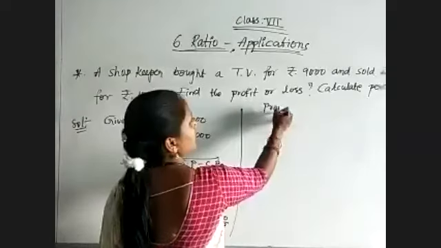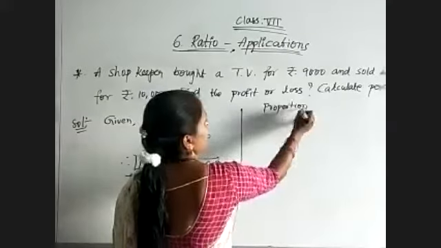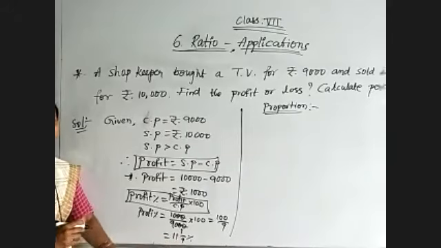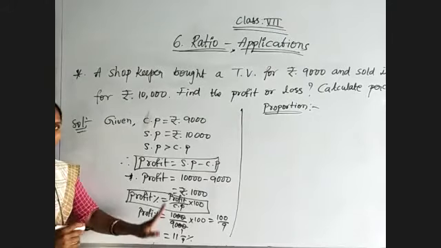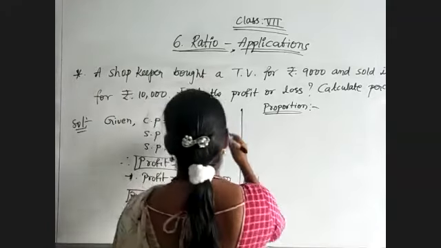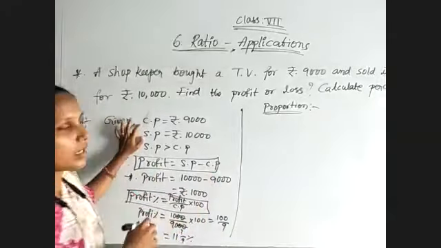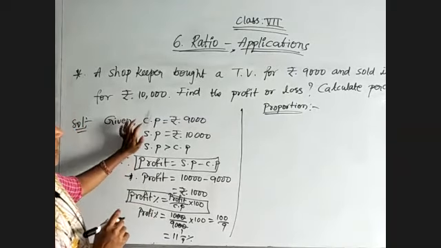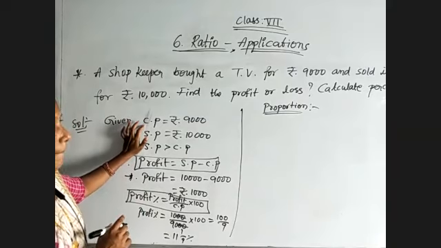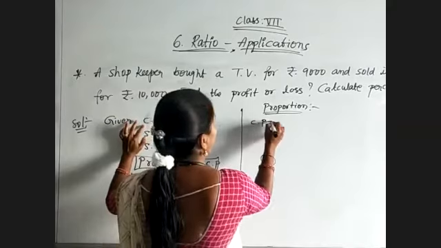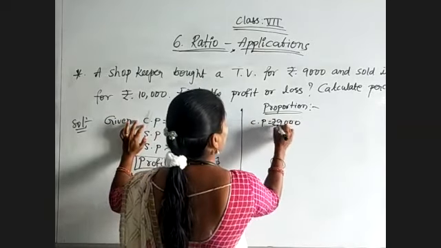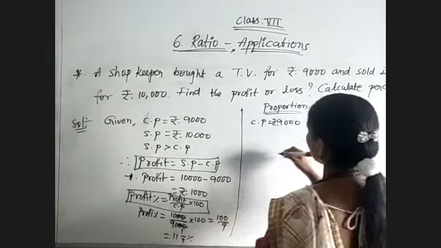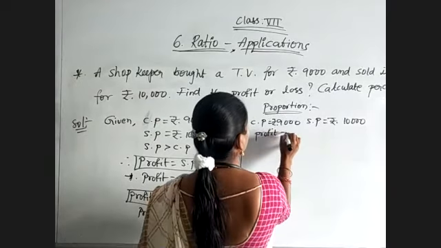By using proportion also we can do it. Percentage is nothing but: for 100 rupees, he is getting 11 1 by 9 rupees profit. First the CP and SP are given, and he is getting a profit of 1,000 rupees while CP is 9,000. So CP is equal to 9,000 rupees, SP is equal to 10,000 rupees, and profit is equal to 1,000 rupees.